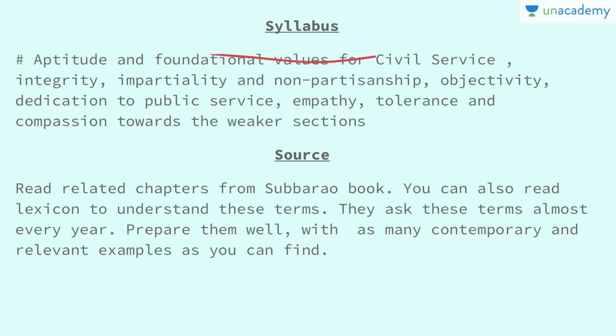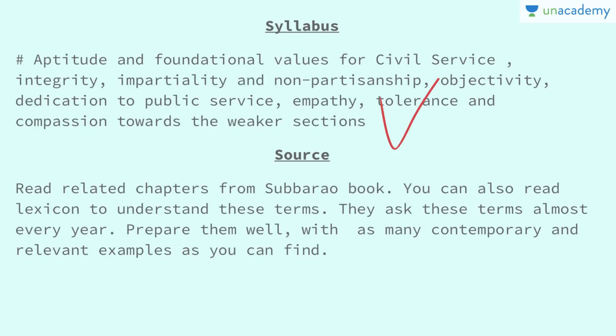Now, aptitude and foundational values for civil service: integrity, impartiality, non-partisanship, objectivity, dedication to public service, empathy, tolerance, and compassion towards the weaker section. Now comes the role of a civil servant. Everything is related to your civil services or your life as a civil servant. So you have to have integrity. Integrity means there should not be any difference whatsoever between what you are thinking, what you are saying, and what you are doing.